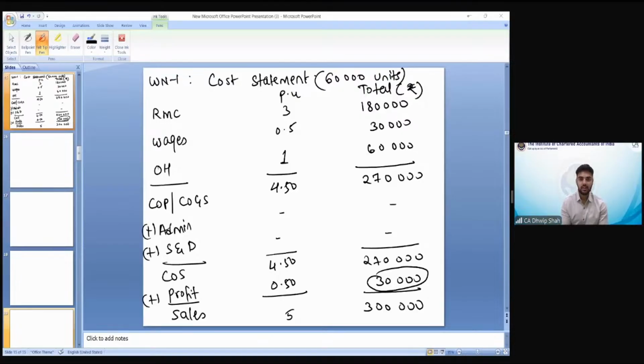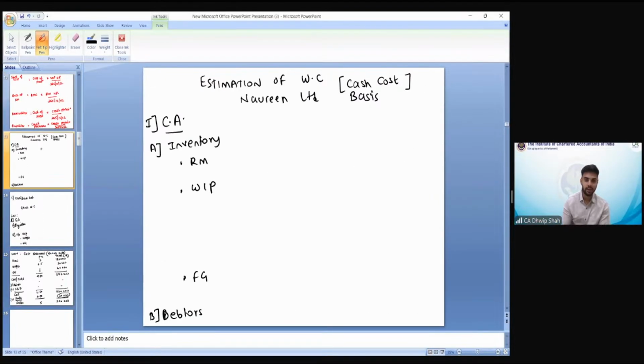Now just take the base of this source document and try to calculate each and every component of working capital. So stock of RM. How to calculate stock of RM? We know the formula: RMC into raw material holding period divided by... is this in days, months or weeks? All the holding periods are in months, so we will divide it by 12. ठीक है? सारे months में दिया है. Correct?